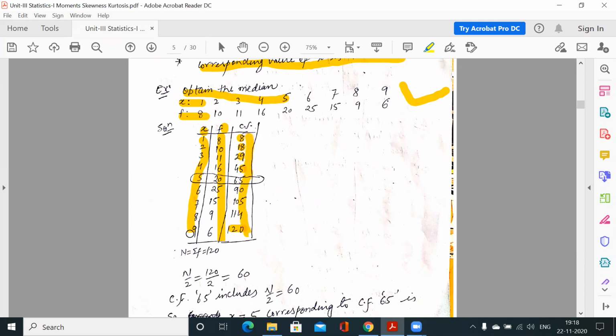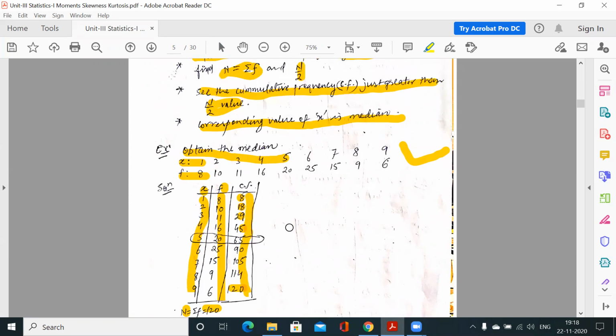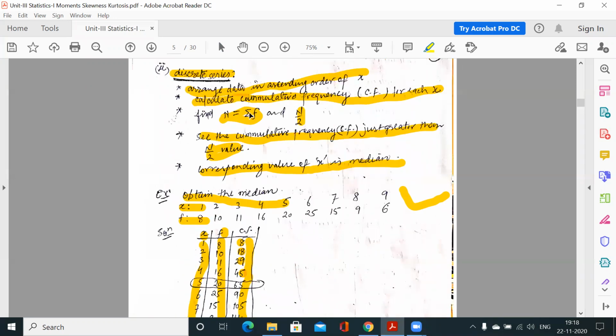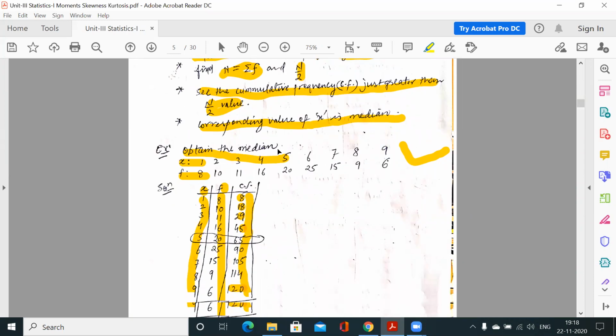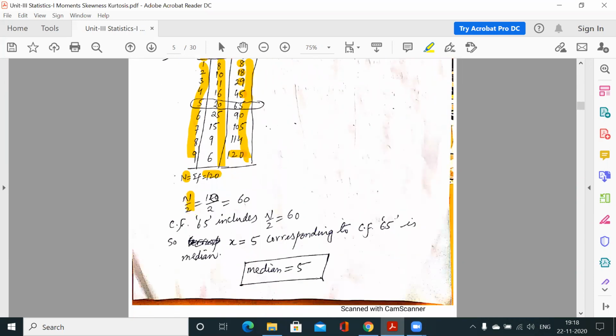The total of frequencies is the last value of cumulative frequency. So 120. Adding all the frequencies, we get 120 as capital N. The sum of all frequencies means the total number of points in the data. So what is the next step? We have the summation f and N by 2. So N by 2 is 120 by 2, that is 60.